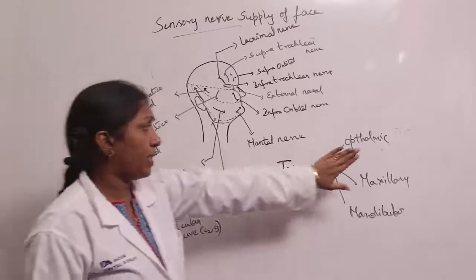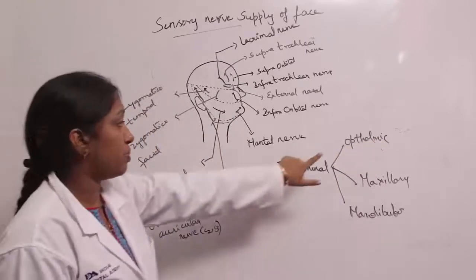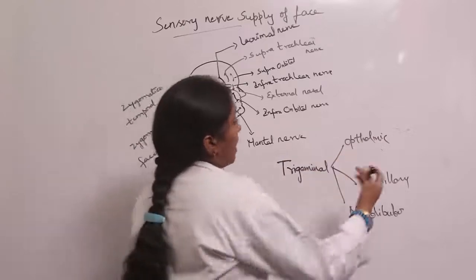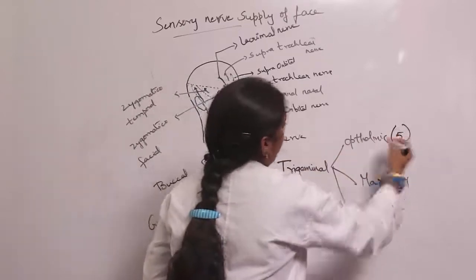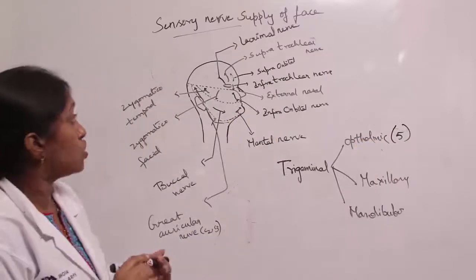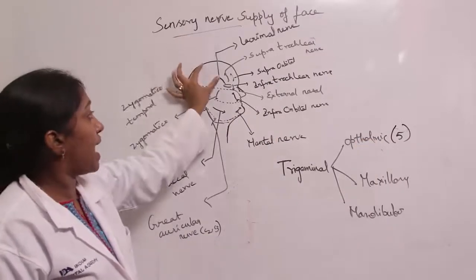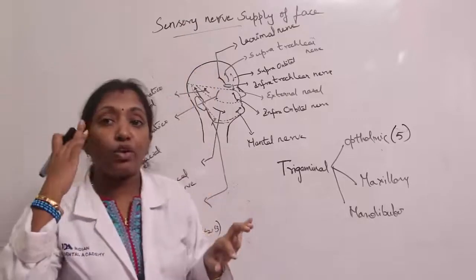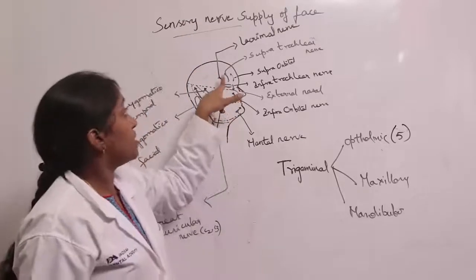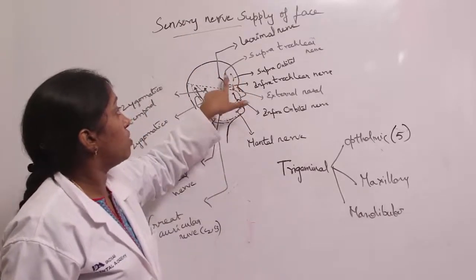Coming to the ophthalmic division of the trigeminal nerve, it gives 5 branches. So here the first one is the lacrimal nerve. It supplies the skin over the lateral part of the eyelid, and the next one is the supratrochlear nerve.